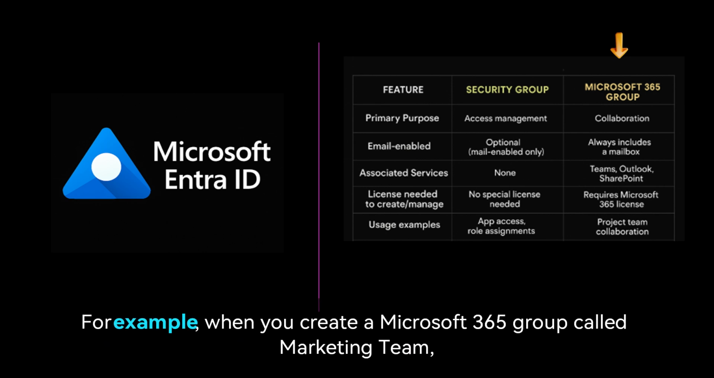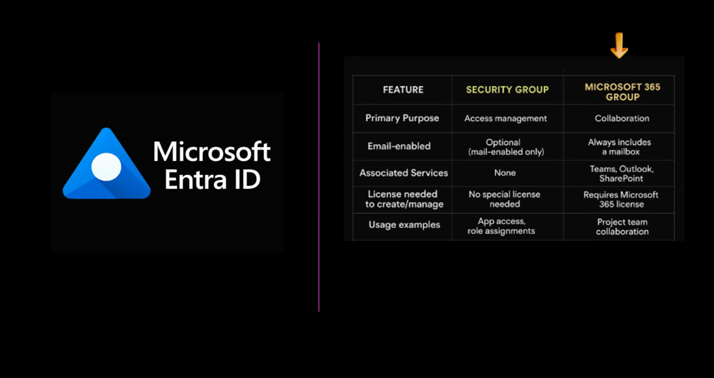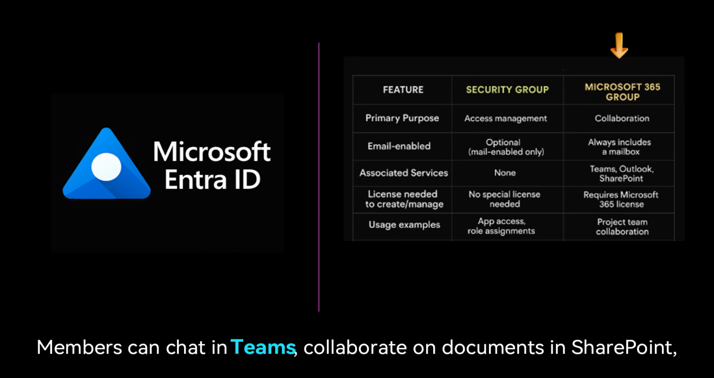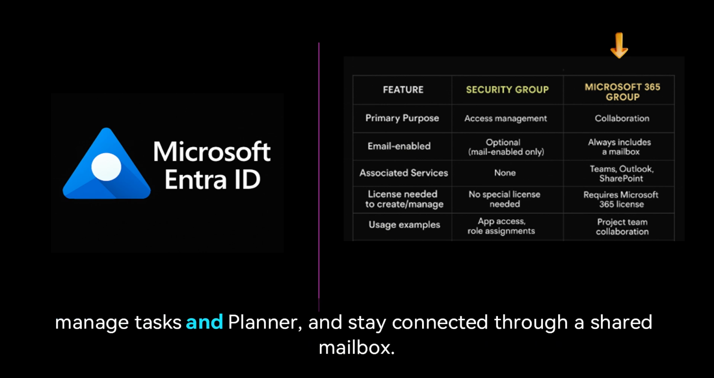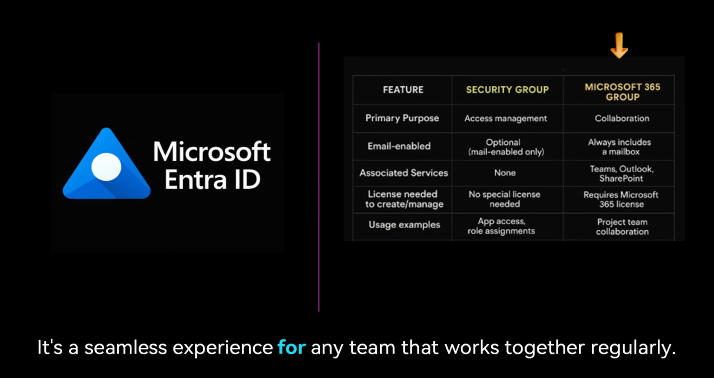For example, when you create a Microsoft 365 group called Marketing Team, everyone added to the group gets instant access to all those shared resources. Members can chat in Teams, collaborate on documents in SharePoint, manage tasks in Planner, and stay connected through a shared mailbox. It's a seamless experience for any team that works together regularly.